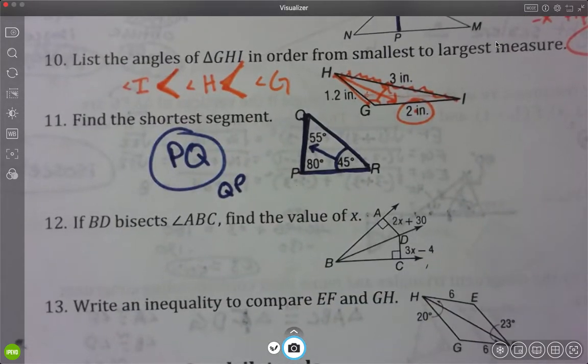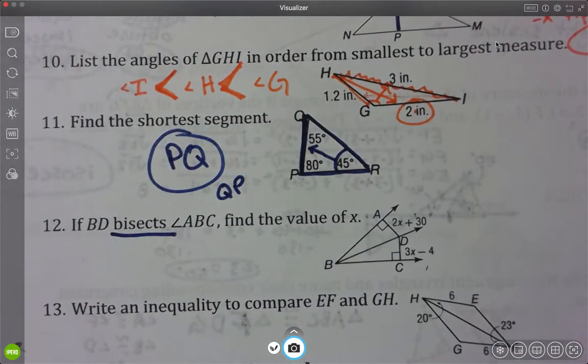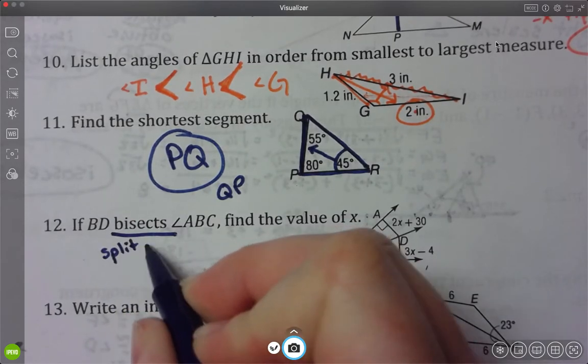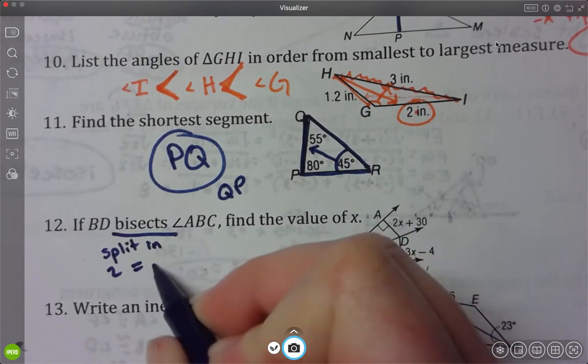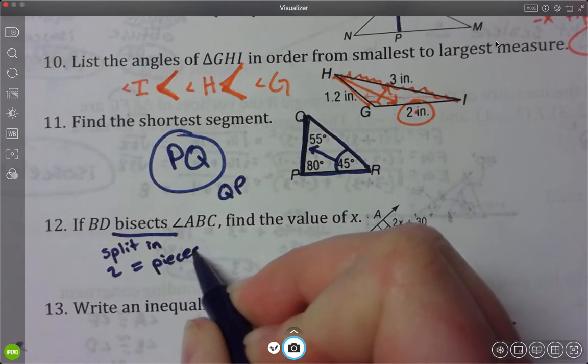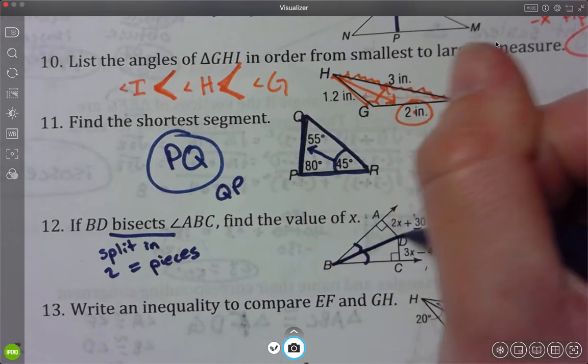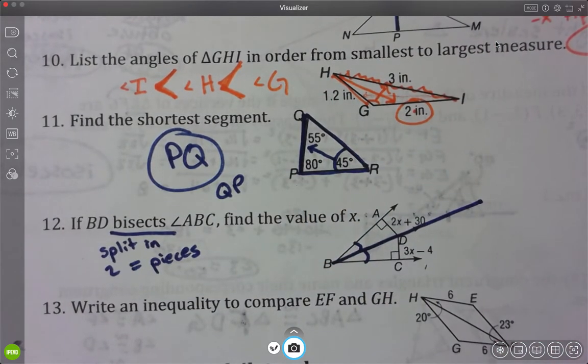Number 12, if BD bisects, there's that word again, okay? Bisects means split in 2 equal pieces. It is bisecting angle ABC. So this segment right here is splitting it into 2 equal pieces. Find the value of x, okay?